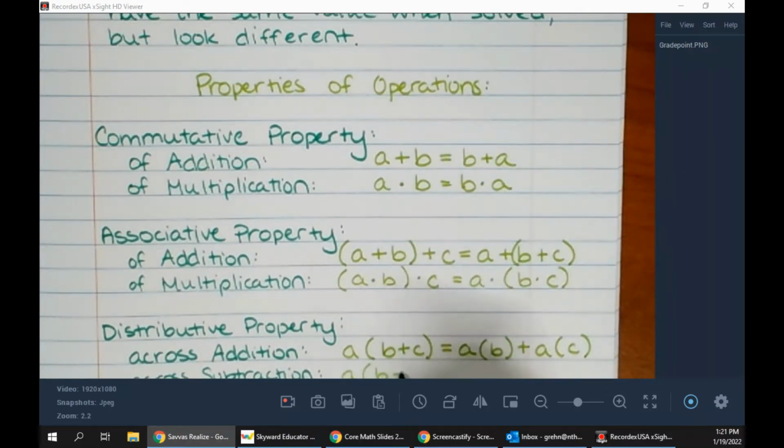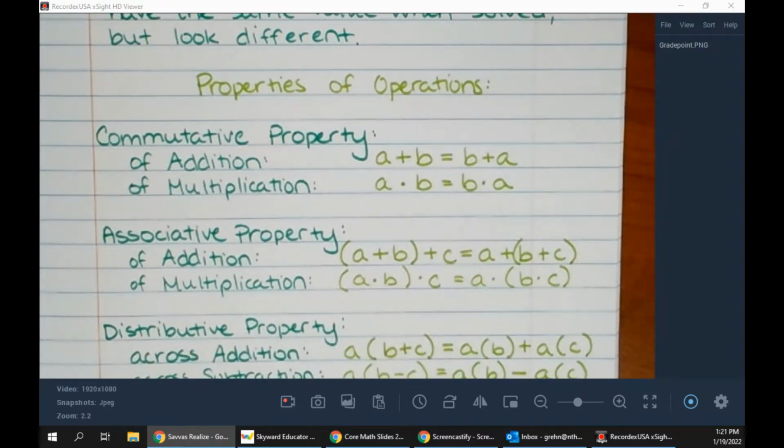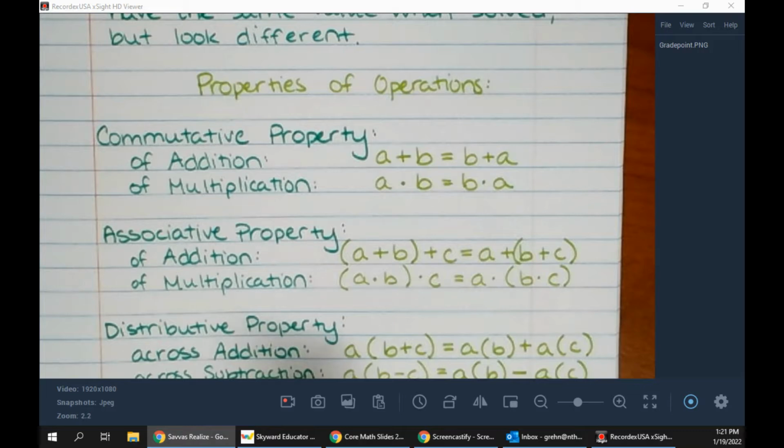So instead, if I had B minus C, I would have the same thing. I'd multiply A and B. I'd multiply A and C, but this time I would subtract their values. So that's what we're going to focus on, the distributive property. So let's take a closer look at this.